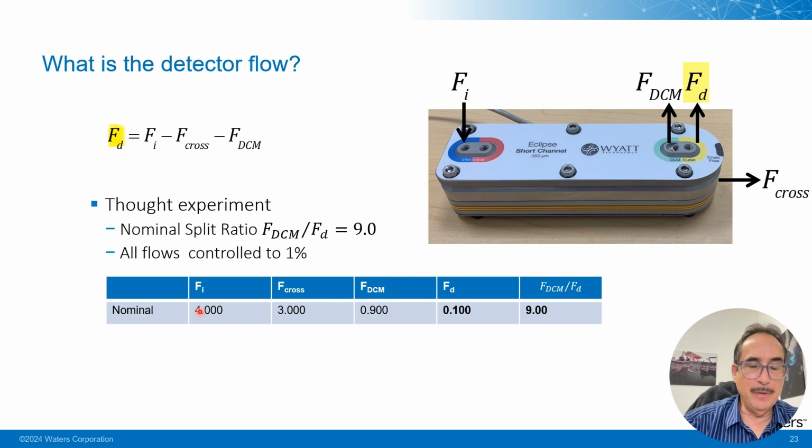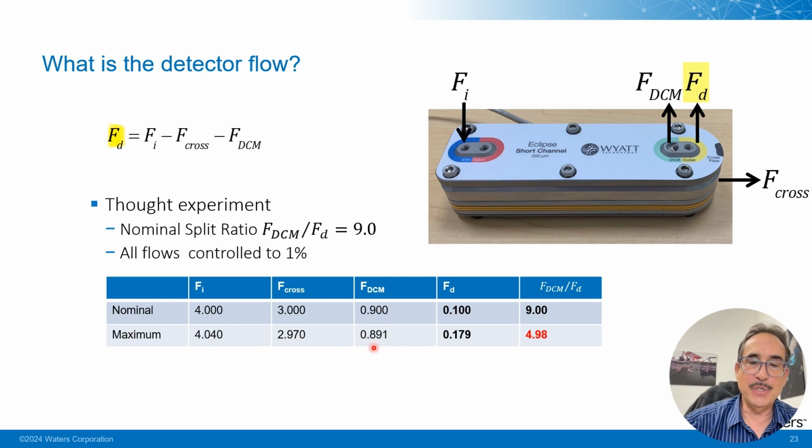So a typical experiment might look like this. Inlet flow would be 4 ml per minute. The cross flow might be 3, and to get this 9:1 ratio, the DCM would be 0.9 and the detector flow would be 0.1. And that would give us this ratio that we were wanting to get of 9:1. Okay? Now let's do the worst case. Take the inlet flow 1% high and the cross flow and DCM flow 1% low. And now 1% high is 4.04, 1% low on this one is 2.97, 1% low is 0.891. Oops, the split ratio is now not 9:1 like we wanted it to be, it's only 5:1.